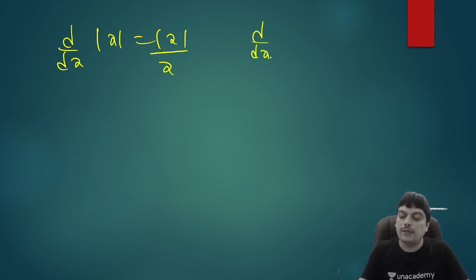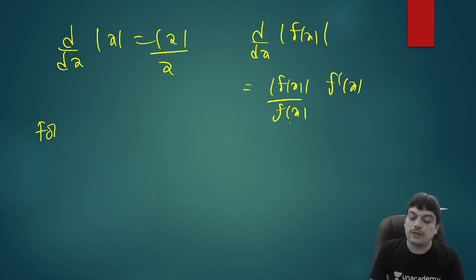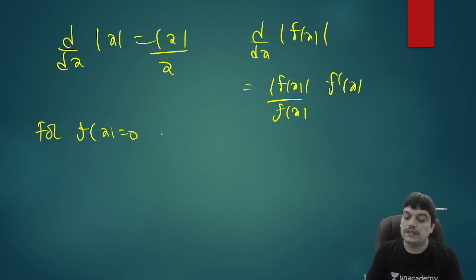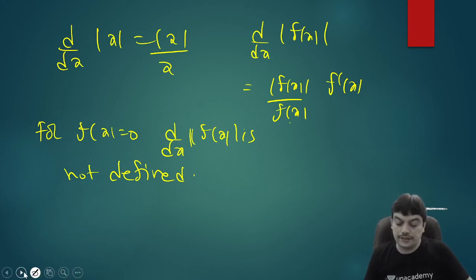Or if it is derivative of some mod f of x, you can also use this rule. It will be mod f of x by f of x multiplied with f dash x. And of course, if f of x is positive, this mod f of x will be f of x and you'll get the ratio as 1. And if f of x is negative, you'll get that ratio as minus 1. So you can get two answers. But remember, when f of x is 0, the derivative will not be defined. So for f of x equal to 0 here, d by dx of mod f of x is not defined. So this is the rule I applied earlier. That was question number 10.